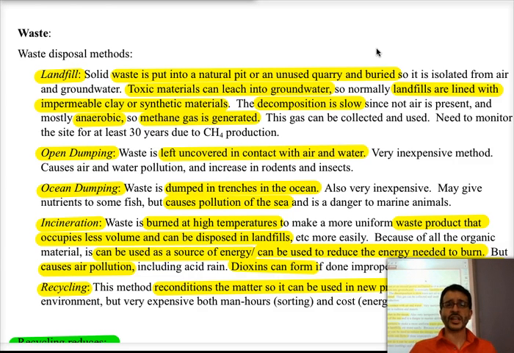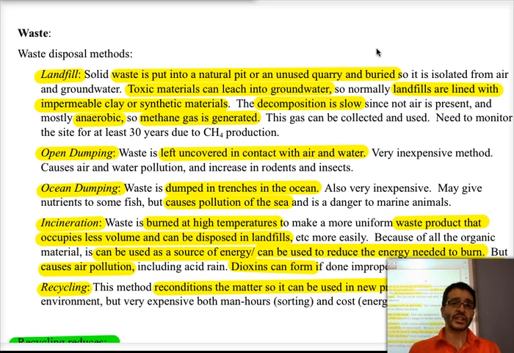Normally we're going to take the waste, put it into a pit or a natural valley or an unused quarry, and we're going to bury it so it is isolated from the air. This will cause the decomposition to be much slower and to be normally anaerobic. All right, so that can cause methane gas to be produced. So we have to be checking for the production of methane gas, because that could be dangerous. You could cause fires. It could cause explosions.